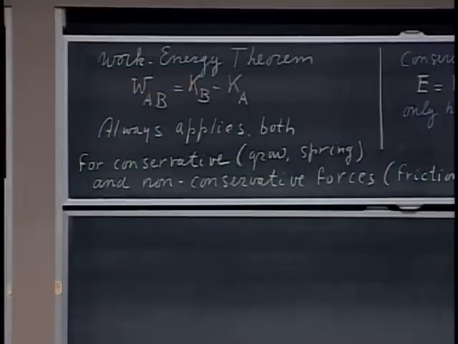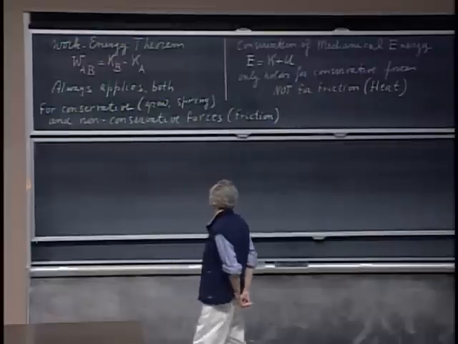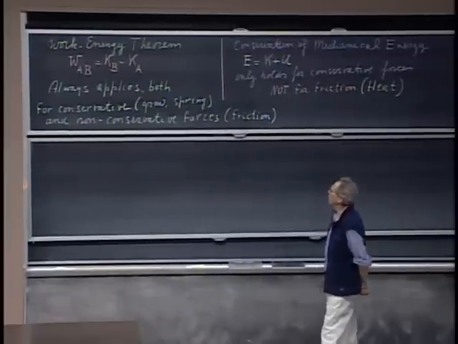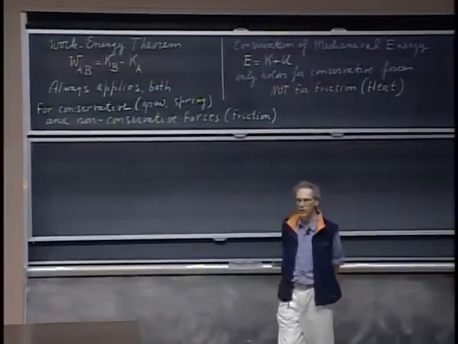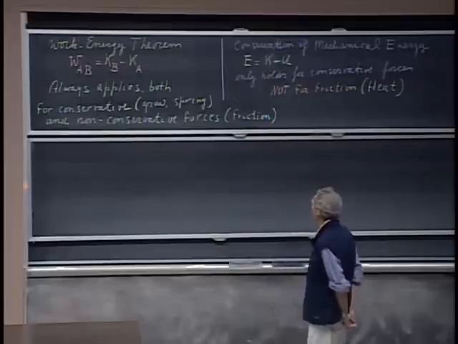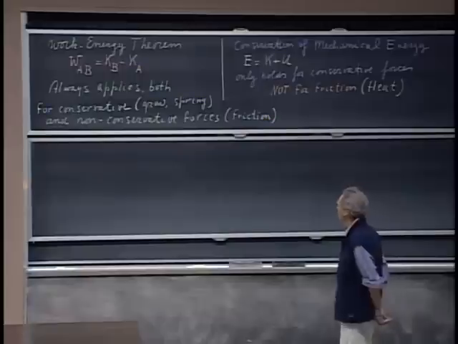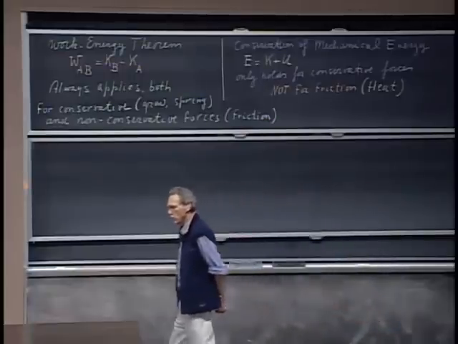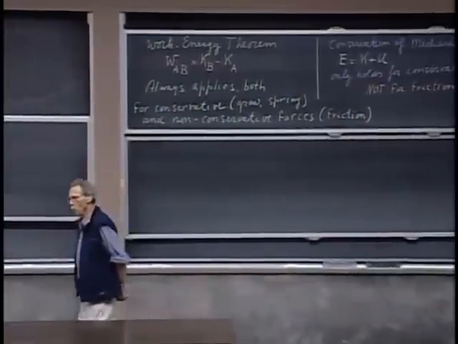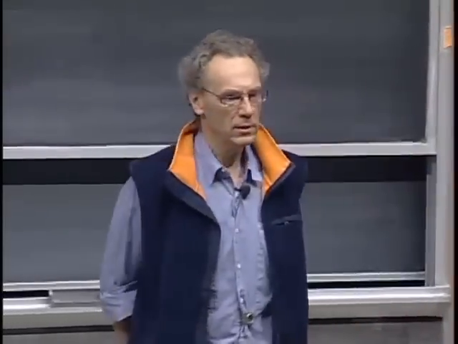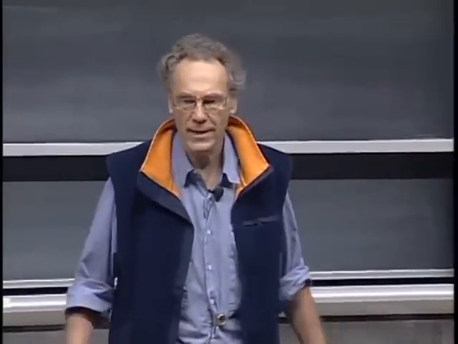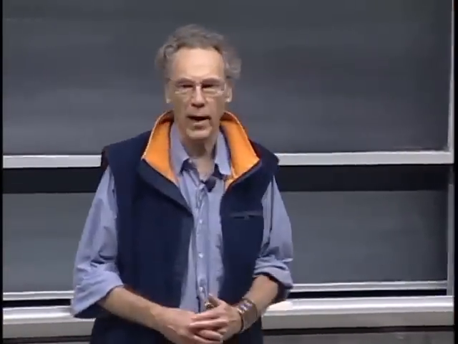The work-energy theorem, which tells you that if an object moves from A to B, the work done on that object is the kinetic energy at point B minus the kinetic energy at point A. This always applies, both for conservative forces like gravitational and spring forces, but it also holds for non-conservative forces such as friction. Friction can remove kinetic energy. It turns kinetic energy into heat, and that is perfectly fine in the work-energy theorem.